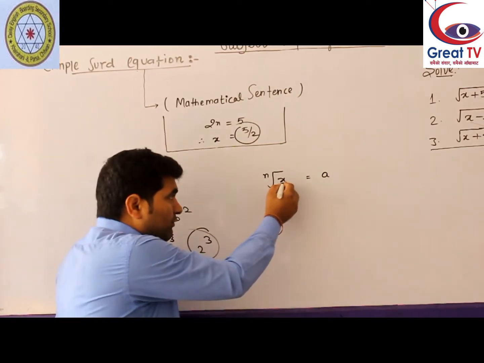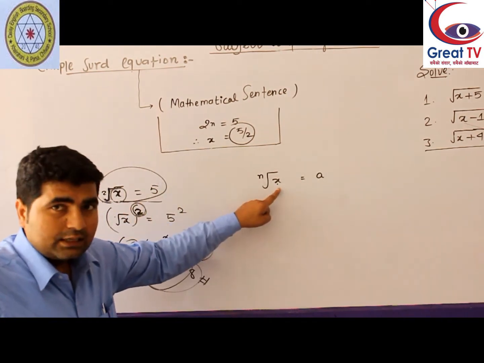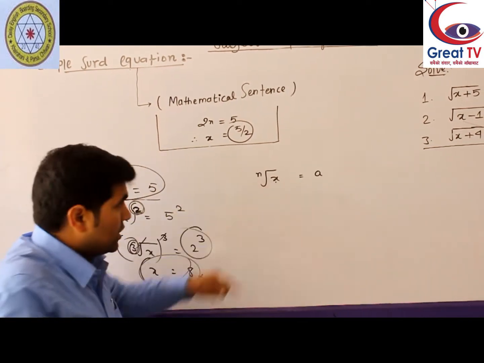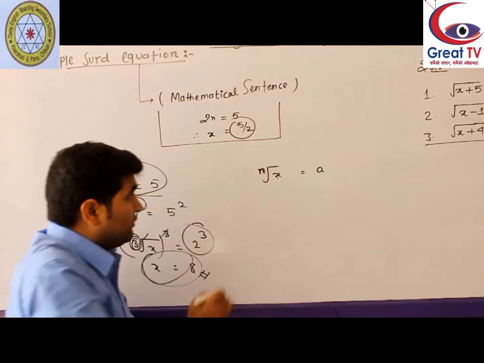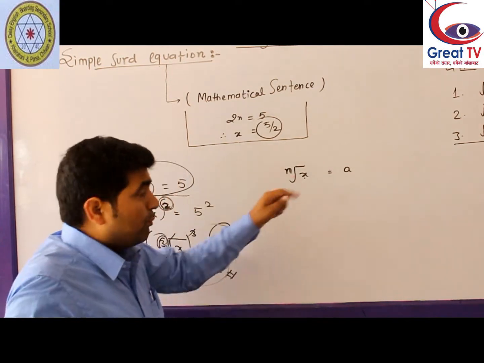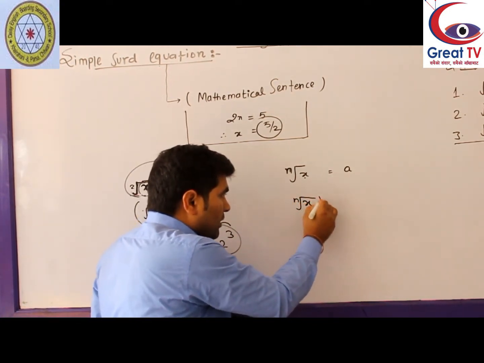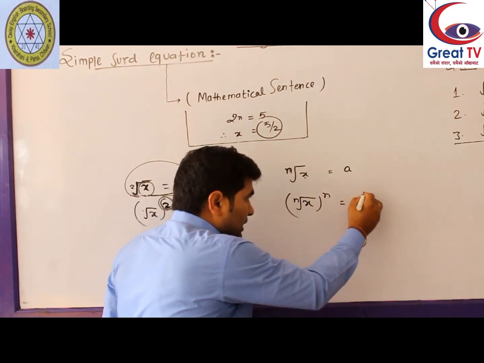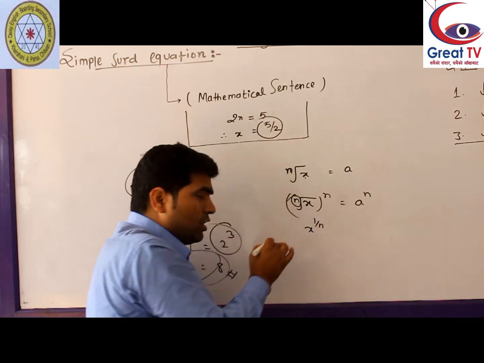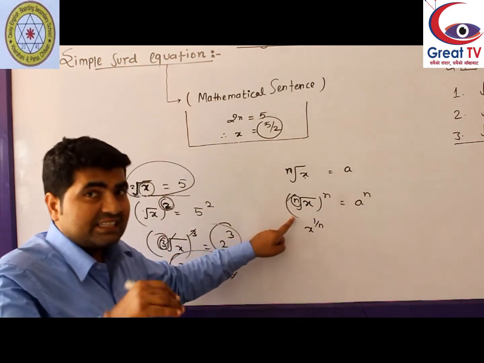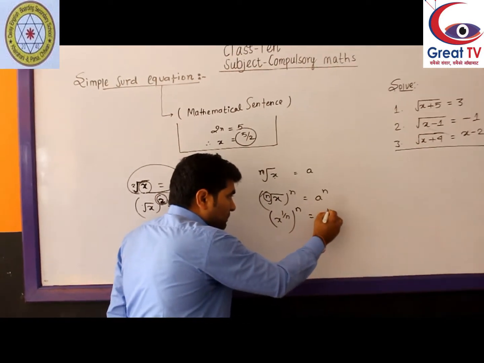The nth root under x equal to a. How do we find the value of x? How do we calculate this equation? How do we solve this equation? Here the order of the surd is n. We should give n power on both sides of this equation. x power n equal to a power n. Now x power 1 by n. When this order changes into exponent form, it is the reciprocal form. So x power 1 by n, power n equal to a power n.